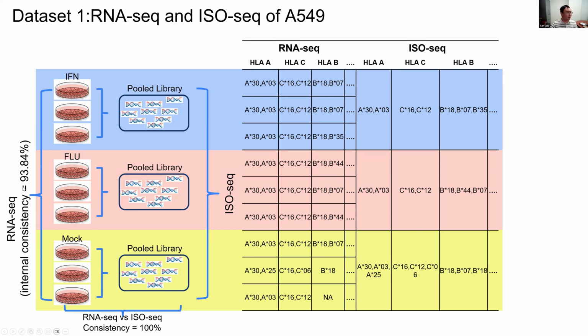And then overall, those 9 samples have a consistency of 93, almost 94%. They're from the same cell line. So because they're the same cell line, their HLA should be the same. So this is a good validation. And if we compare our result with Iso-Seq, this consistency is 100% consistent with the Iso-Seq data. So the first data set basically serves as a good quality control for the methodology.